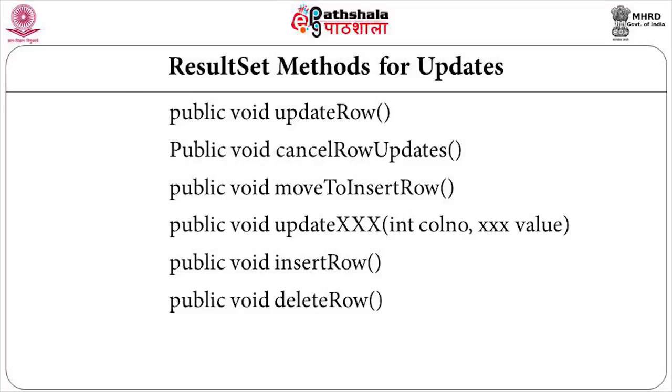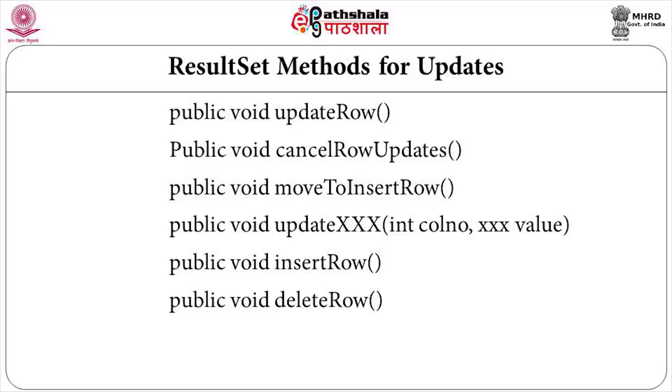So if you are interested in inserting a number of rows, let's say 5 rows, you will call the move to insert row method only once, use the update methods to fill up the row, and use insert row, which inserts one row. Again, use the update methods to set up the second row, and use insert row again to insert the second row, and so on. So you can have multiple inserts using move to insert row only once.